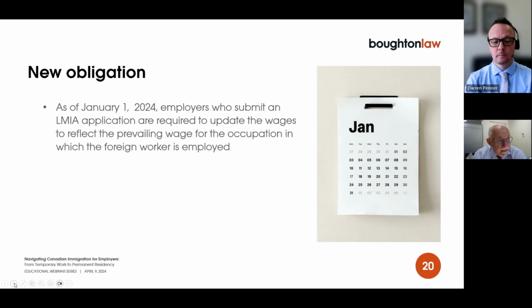I also mentioned at the beginning that there were 30 obligations. Well, there may be a new obligation, and that is, as of January 1st, 2024, employers who submit an LMIA application are required to update the wages to reflect the prevailing wage for the occupation in which the foreign worker is employed. Basically, the prevailing wage is the median wage on the job bank for the occupation in which you are employing this foreign worker.